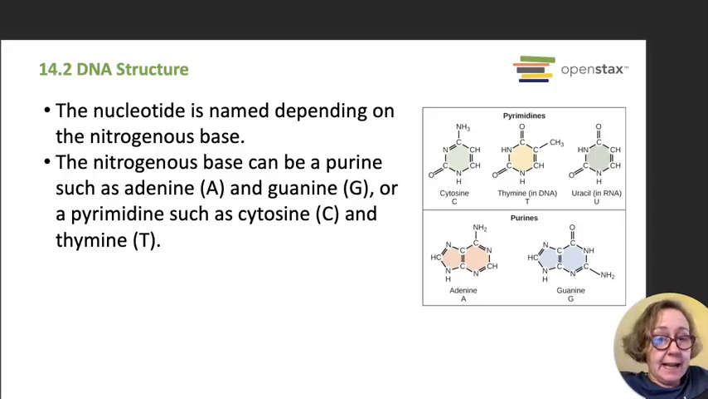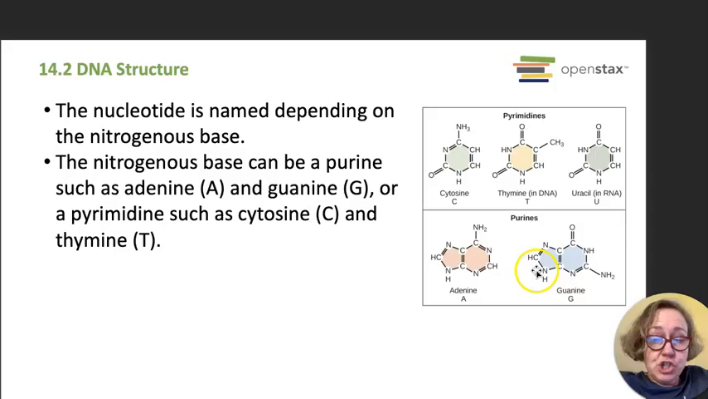The nucleotide is named based on the nitrogen base. The nitrogenous base can be a purine, which are these, such as adenine and guanine, or a pyrimidine, such as these, which are cytosine and thymine. We're not going to talk about uracil quite yet because that is RNA.